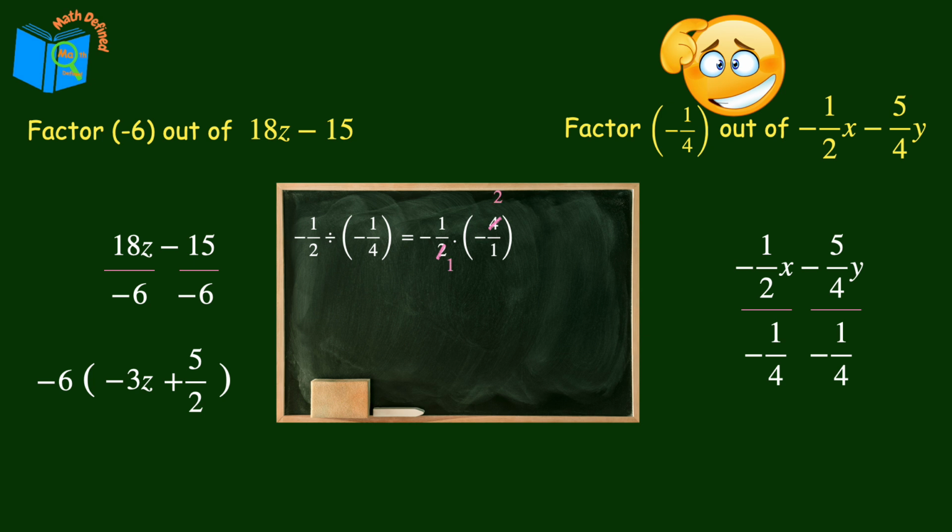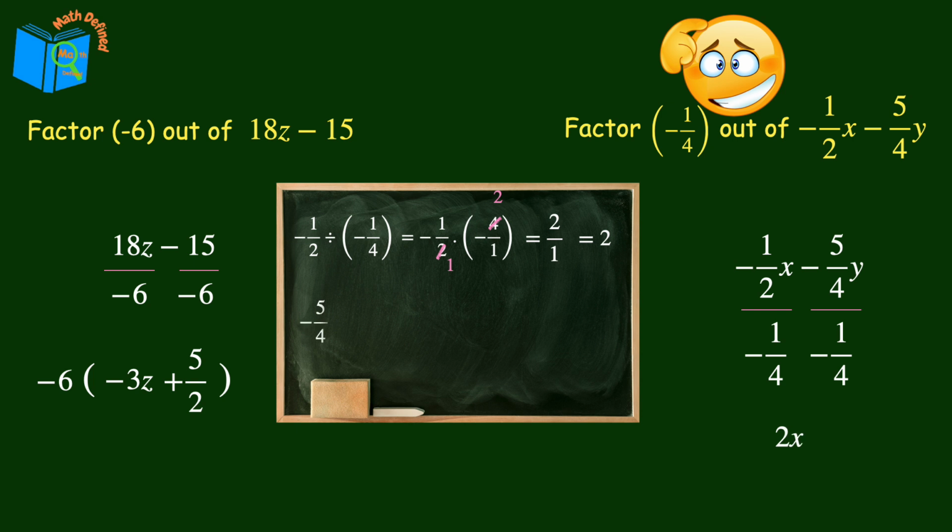Now we'll multiply the numerators. Negative 1 times negative 2 is positive 2, and then the denominators, 1 times 1 is 1. And we'll simplify 2 over 1 to just 2. So negative 1/2 x divided by negative 1/4 is positive 2x.